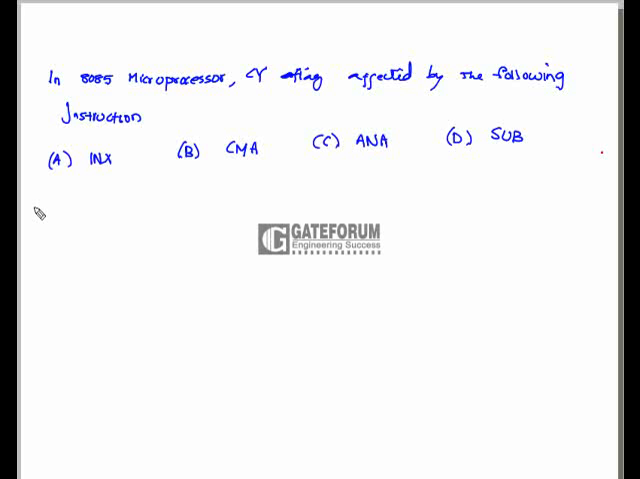In the 8085 microprocessor, the carry flag is affected by which of the following instructions? There are 4 instructions given as the options. Increment is nothing but adding 1 to the LSB, so it is not going to affect the carry flag at all. Complement accumulator is also not going to affect the carry flag, and ANDing is also not going to affect the carry flag, because ANDing is a logical operation, not an arithmetic operation. So subtraction is the only instruction which will affect the carry flag, so option D is correct.